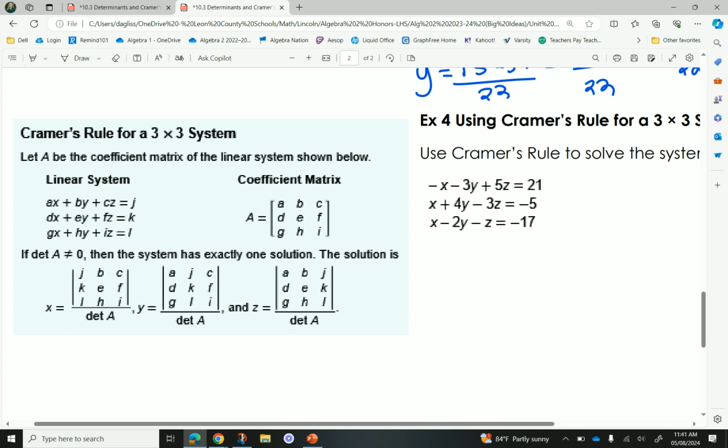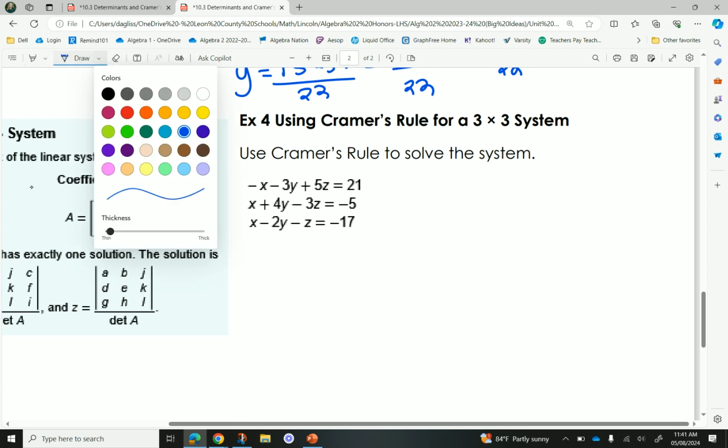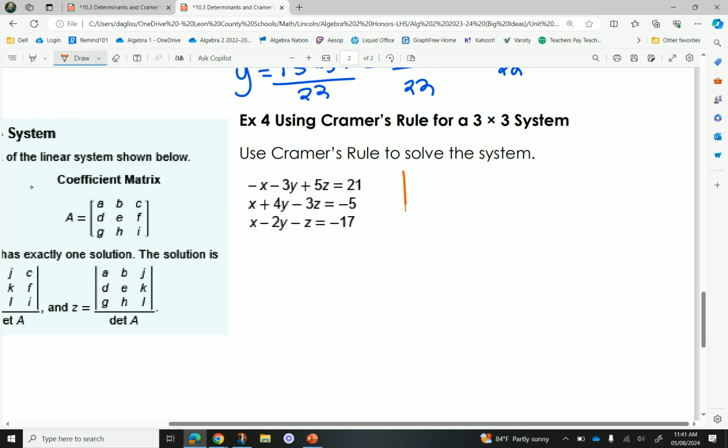So, before we do anything, we have to make sure that we can do the problem. So, let's find the determinant of our coefficient matrix. Okay? So, our coefficient matrix is, my x's have coefficients of -1, +1, +1, and -3, 4, -2 for my y's, and my z's have coefficients of 5, -3, and -1. Okay? So this is the matrix you're going to put into your calculator.